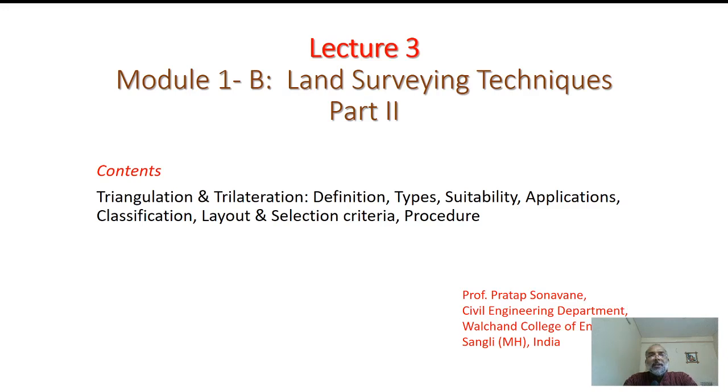In the last lecture we got introduced to traversing as one of the surveying techniques. We discussed that the method of traversing is very helpful in many ways and it can be categorized depending on the kind of equipment and methodology that we adopt.